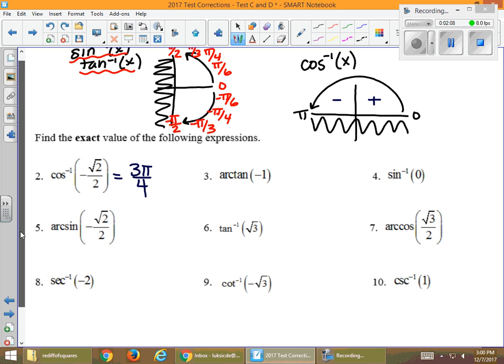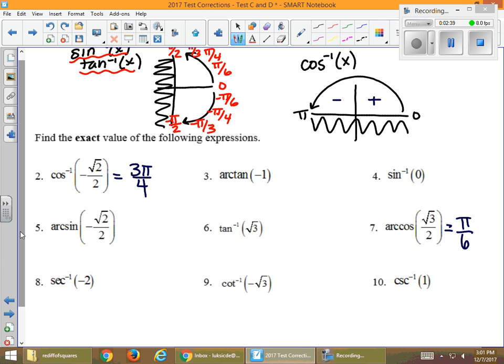And if it would help you when you're taking the test, go through and do all the cosines first. And then you can switch modes for tangent and sine. So the other cosine that I see is here, arccosine of radical 3 over 2. Cosine is radical 3 over 2 at pi over 6. Oh, and this problem order is from test C. So if you're doing test D, you should have the same ratios, I believe, just in a different order.